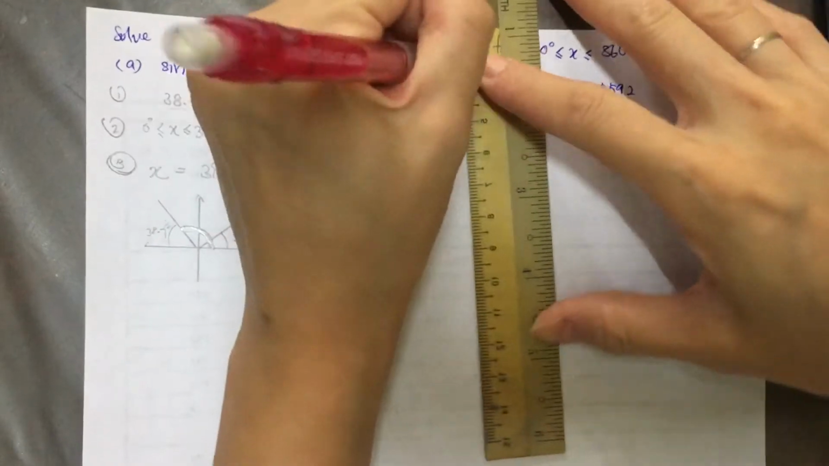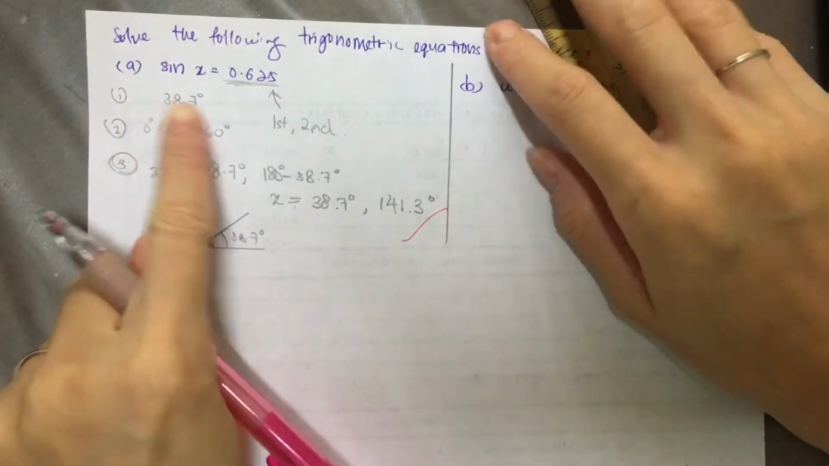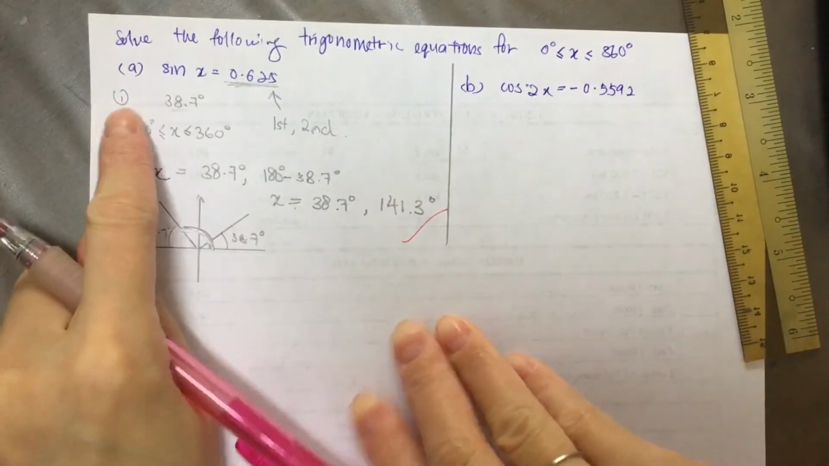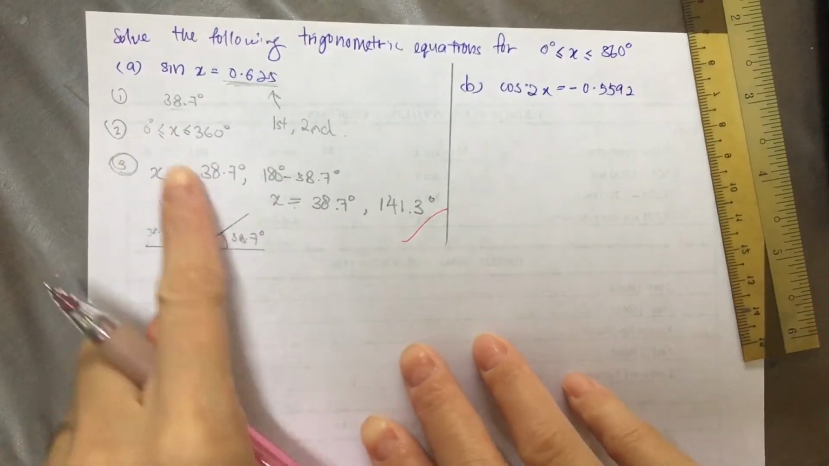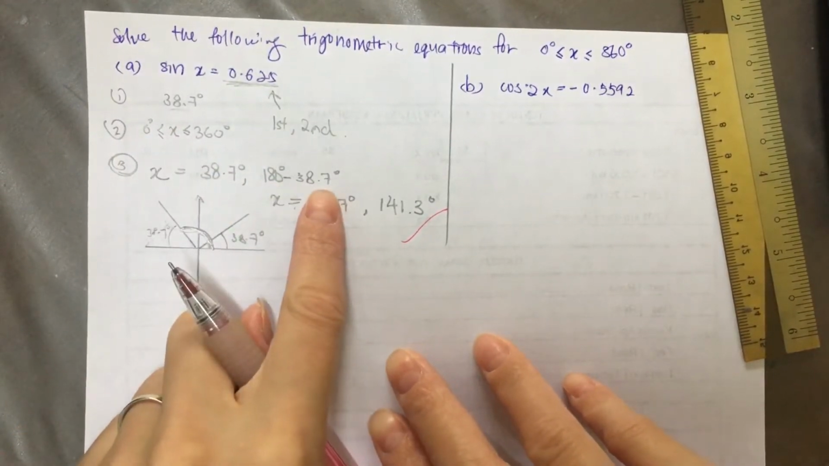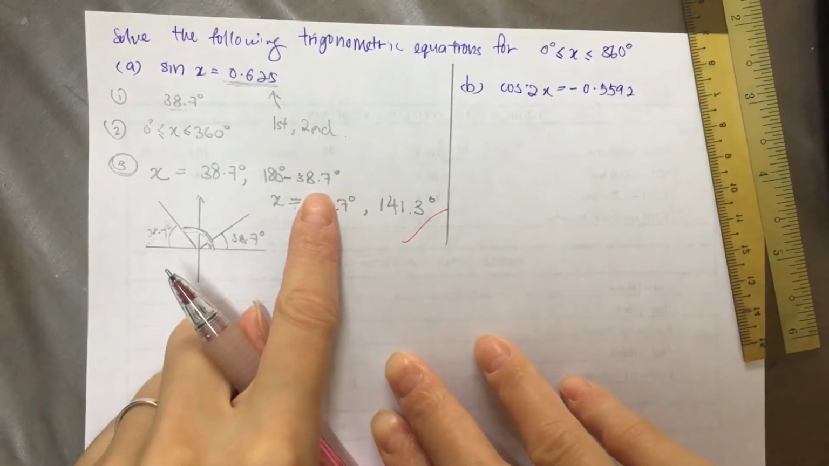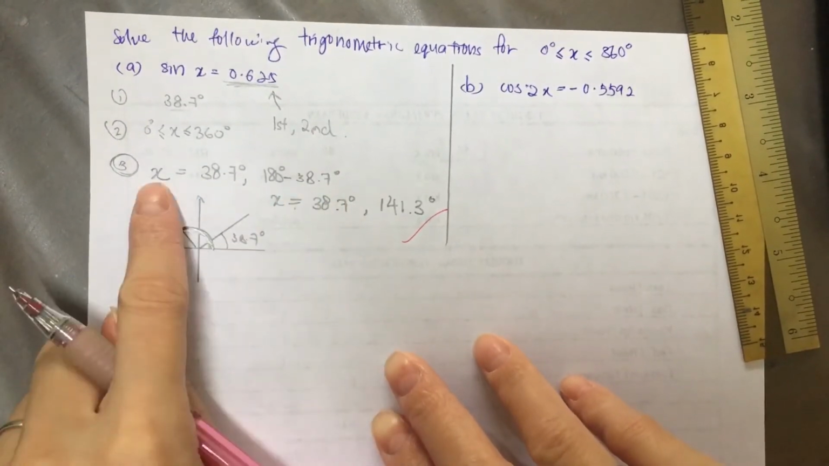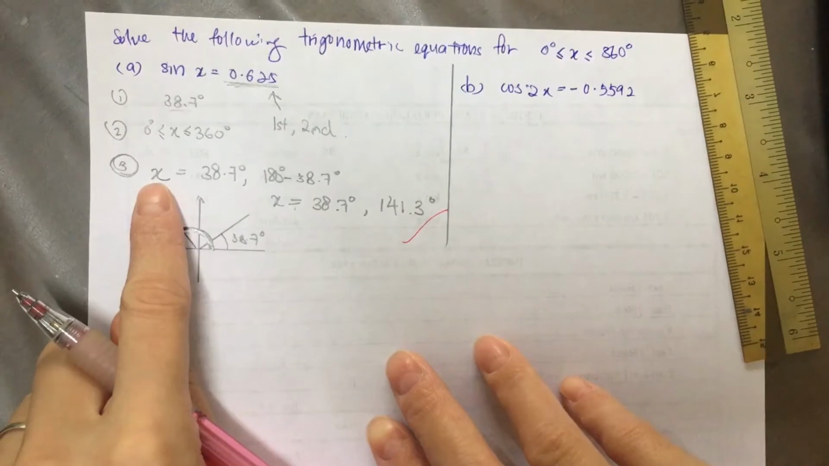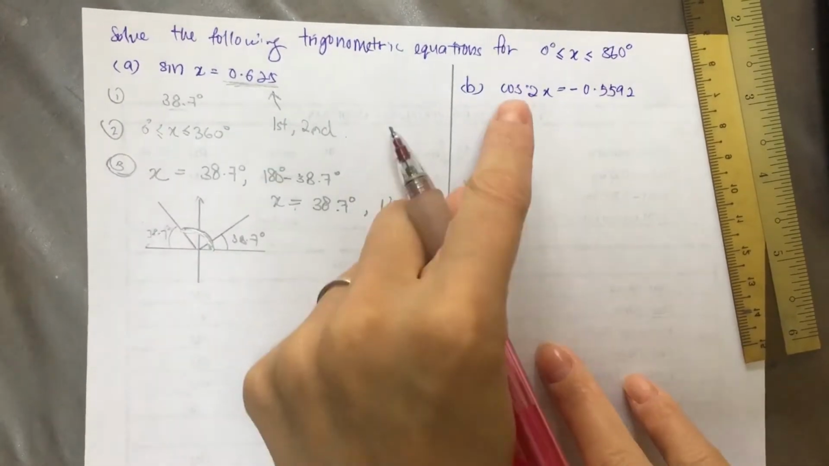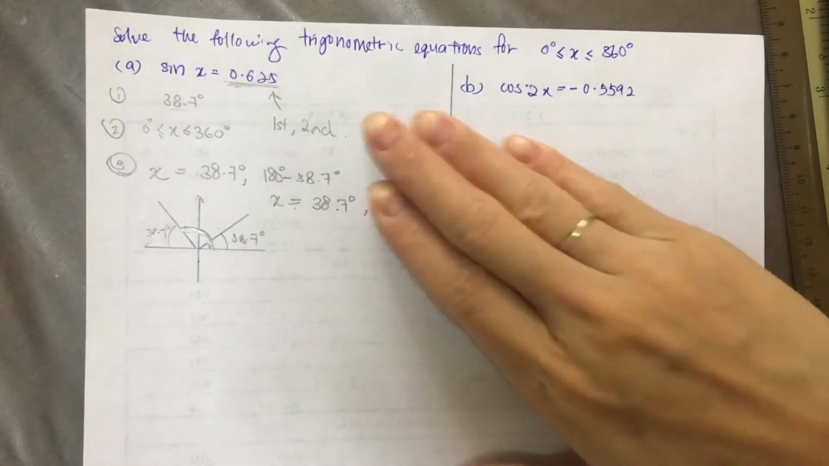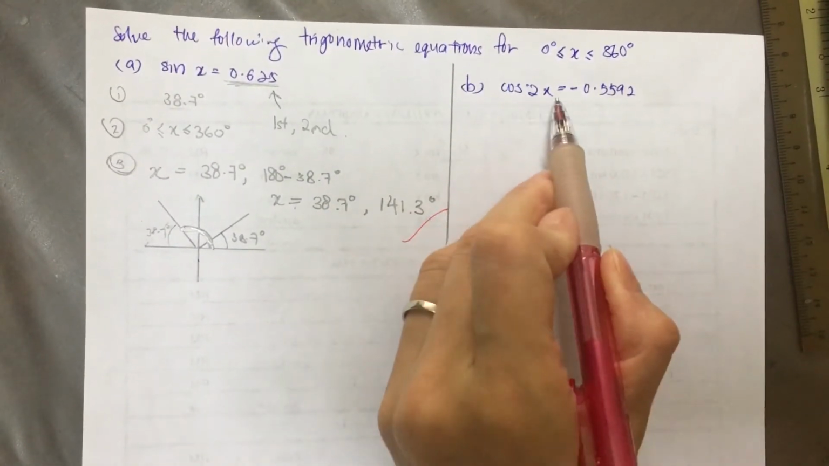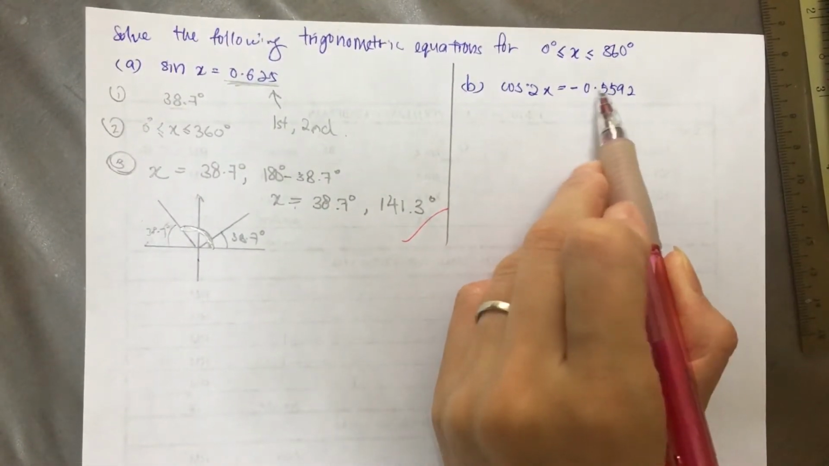We have three steps here. First is finding out your reference angle. The second step is to determine the range of your angle. The third step is to find which quadrant the angle lies on, and determine the angle in the respective quadrant. Now we apply these steps to question B. Look at question B: you have cos 2x equal to negative 0.5592.